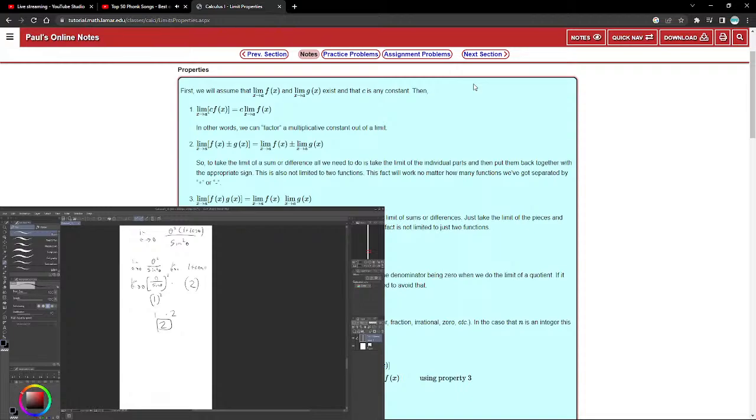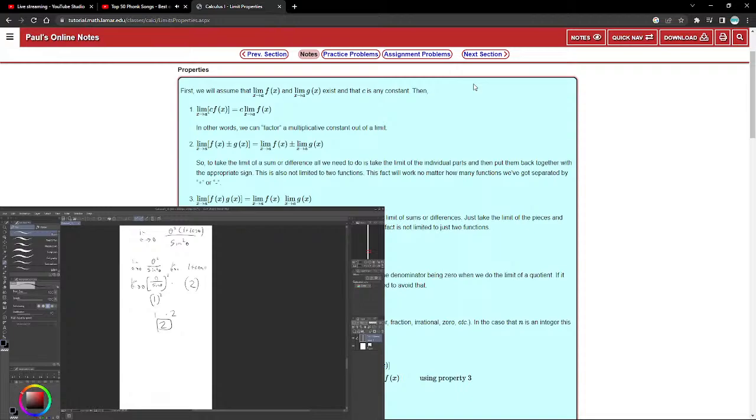So to take the limit of a sum or difference, all we need to do is take the limit of the individual parts and put them back together with the appropriate sign. This is also not limited to two functions. This fact will work no matter how many functions we have separated by plus or minus. Okay. The limit of f of x times g of x, yeah, you can split them up.